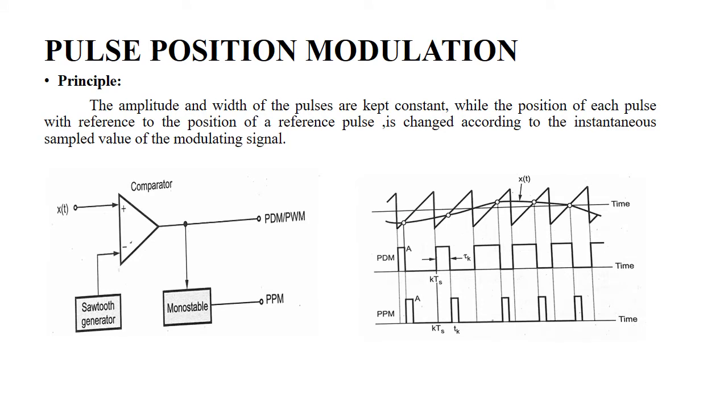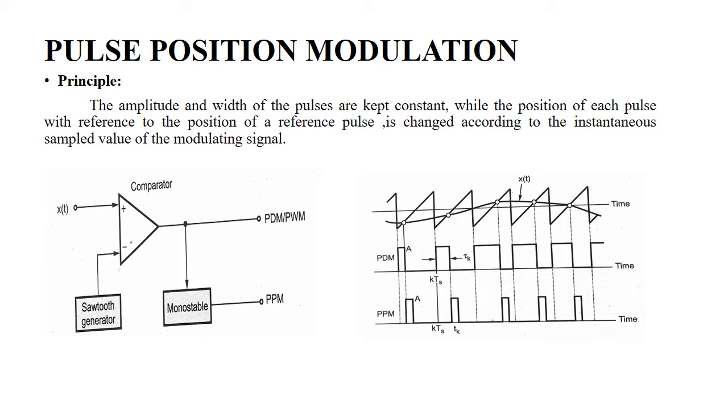Pulse position modulation. The amplitude and the width of the pulses are kept constant, while the position of each pulse, with reference to the position of the reference pulse, is changed according to the instantaneous sample value of the modulating signal. The generation of PPM is based on the scheme of PDM and PPM. The corresponding waveforms combine both the sampling and the modulation operations.